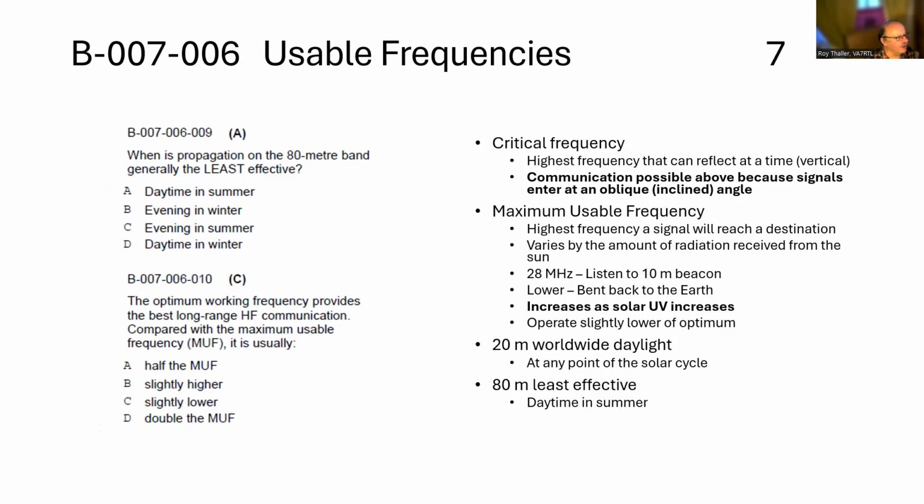When is propagation on the 80-meter band generally least effective? This would be daytime in the summer. The optimum working frequency provides the best long-range HF communication. Compared with the maximum usable frequency, it is usually slightly lower. So C is the correct answer.